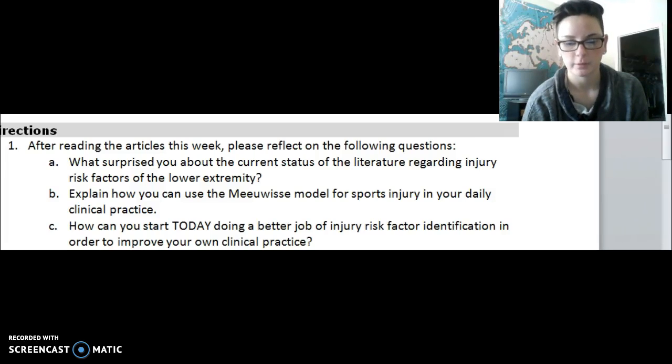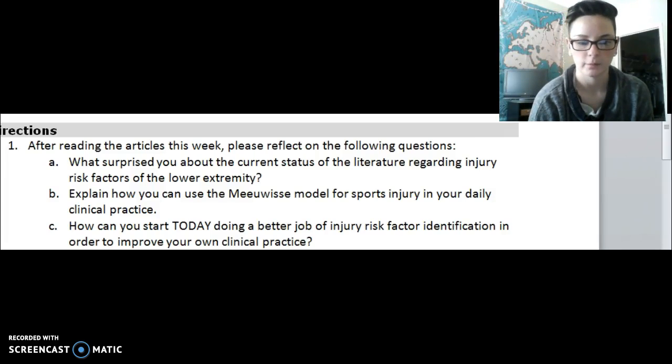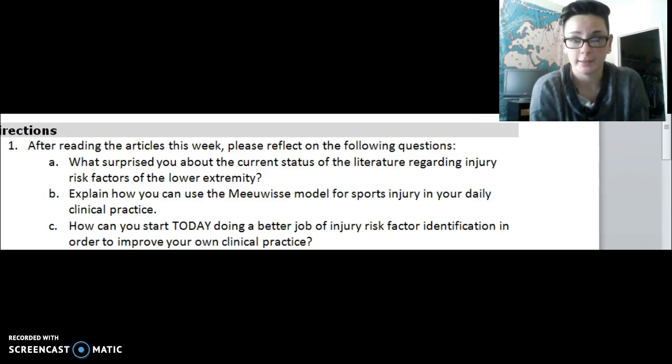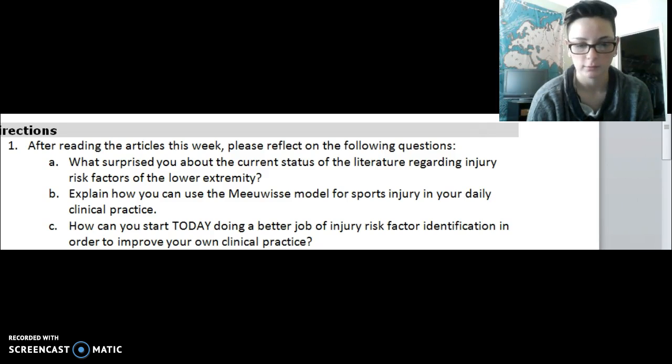So first off, there was a couple things that surprised me specifically about the literature and their findings. First, that generalized joint laxity didn't appear to be a risk factor for ankle injuries. I guess I just assumed that generalized joint laxity was a risk factor for all injuries, so that was interesting. And also that the increased age of menarche was an increased risk for stress fractures.